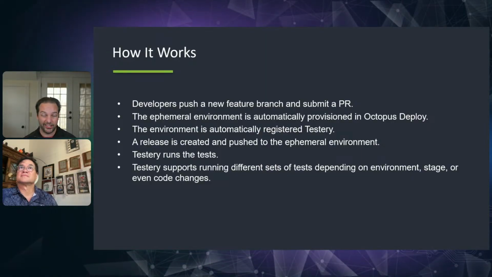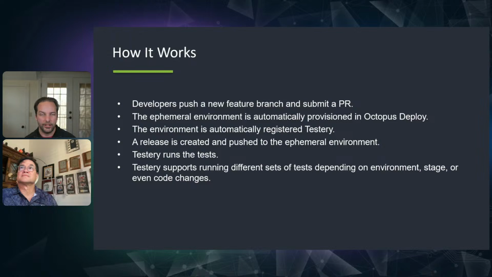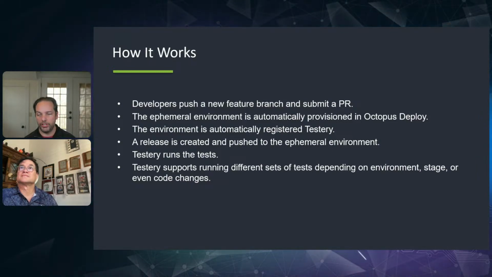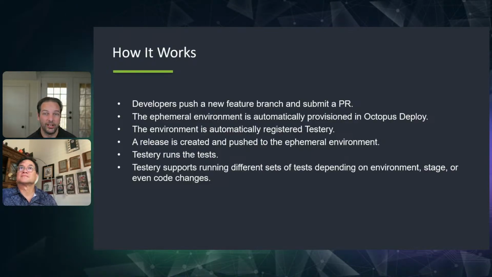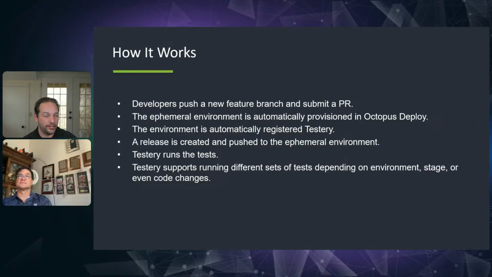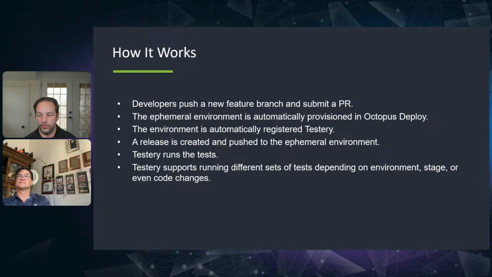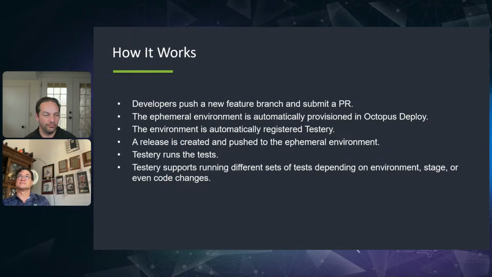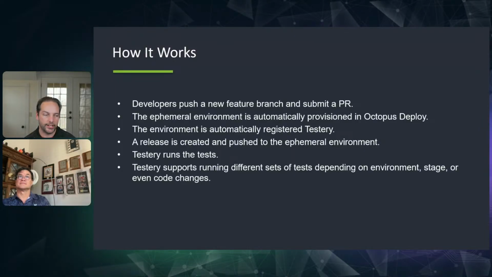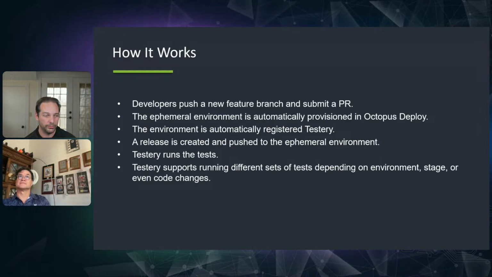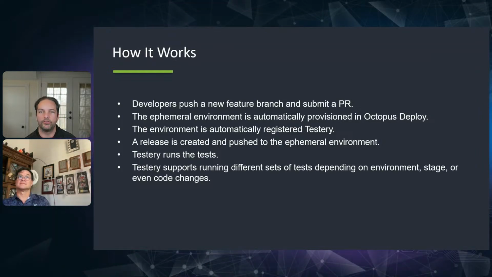The release is created and then pushed to the ephemeral environment. TestTree automatically runs the tests. And we now also support the ability to run different sets of tests depending on the environment, stage, or even code changes. And those tests don't necessarily have to live in the same repositories. They don't necessarily have to be implemented in the same testing frameworks. So we can do whatever kind of complex testing we need to do whenever we have whatever kind of complex deployments we have going on in Octopus Deploy. So really cool and powerful.